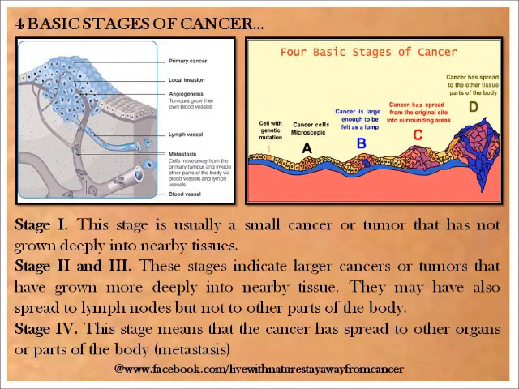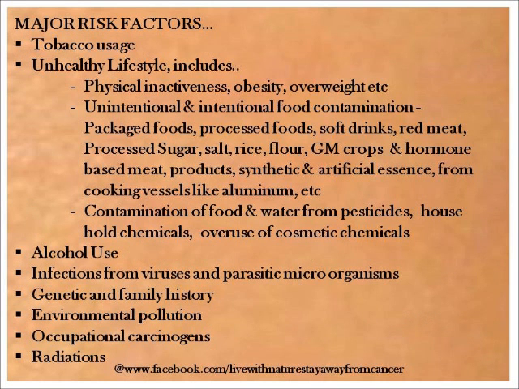There are four basic stages of cancer. Stage 1 is usually a small cancer or tumor that has not grown deeply into the nearby tissues. Stages 2 and 3 indicate larger cancers or tumors that have grown more deeply into nearby tissues. They may have also spread to lymph nodes but not to other parts of the body. Stage 4 means that the cancer has spread to other organs or parts of the body. This stage is called metastasis.